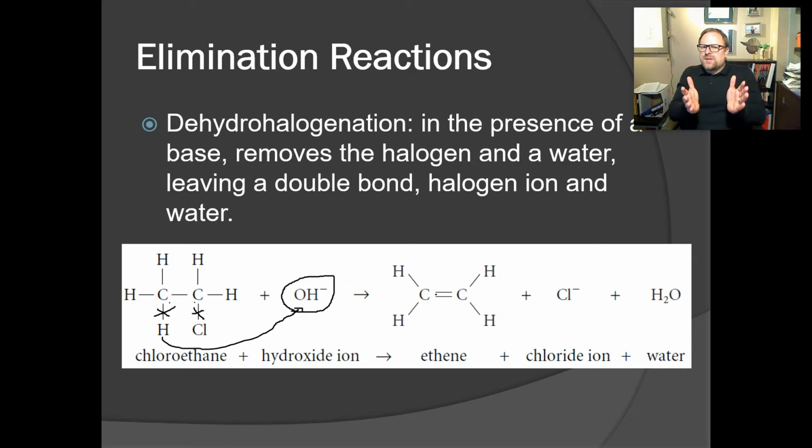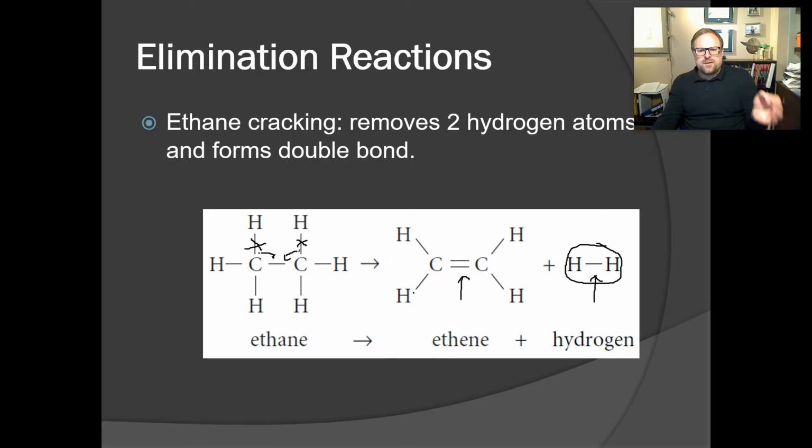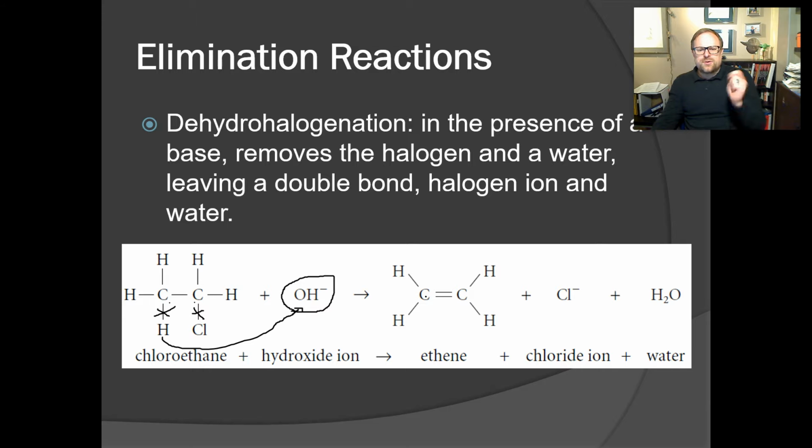I'm just going to pause for a second and say, why the heck would we want to do this? Why the heck would we care about an elimination reaction? I wanted to point a couple of things out. Taking ethanol and turning it into ethene, taking ethane, turning it into ethene, taking chloroethane, turning it into ethene. This is bringing us back to ethene.